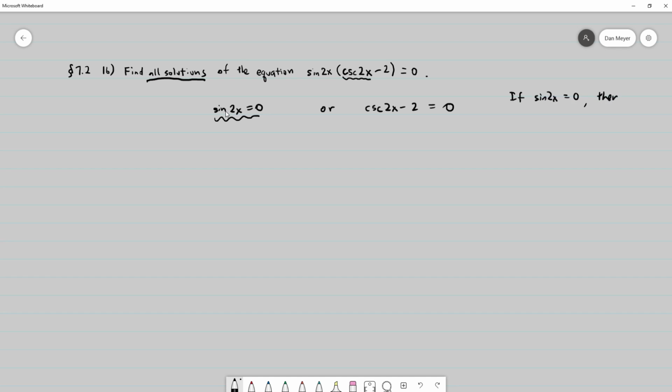All right, let me write that here. If sine of 2x is 0, then cosecant of 2x is undefined. Right? Because cosecant of 2x would be the reciprocal of sine of 2x, which would be 1 over 0, which, as soon as we write down 1 over 0, we quickly erase things and go, wait a minute, that's not supposed to happen. So yes, this equation has solutions, but no solutions in the domain.